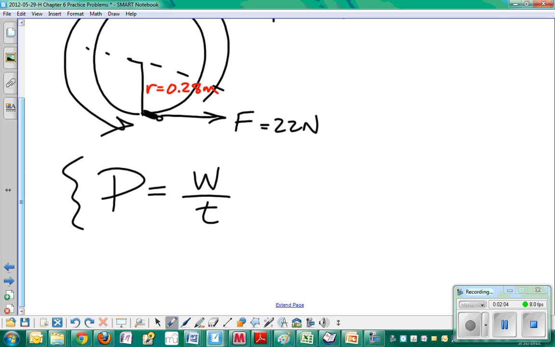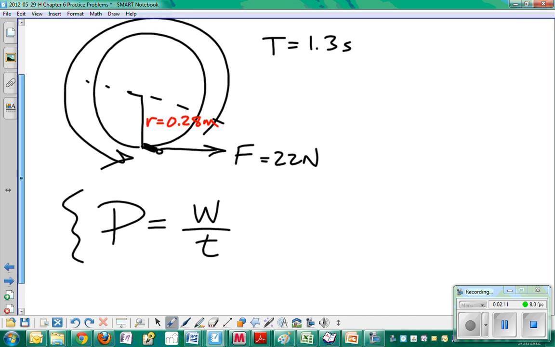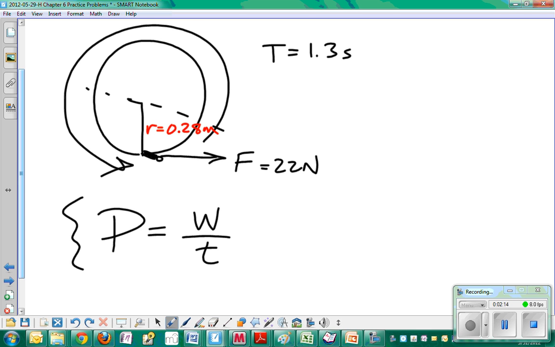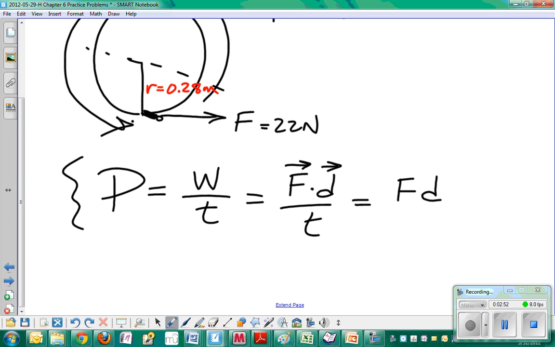So if power is equal to work over time, how do we determine the amount of work that's going to be done in terms of a force? Force times distance. So work is equal to force times distance. Now let's be technical here. Force dot d. But what does it say about the direction the force is always being applied? It's tangent to the path, perpendicular to the radius, so it's always in the same direction as the instantaneous displacement, which is tangent to the circle. So we don't have to worry about cosine, because cosine of 0 is 1. So it's just FD, force times distance, still over time.